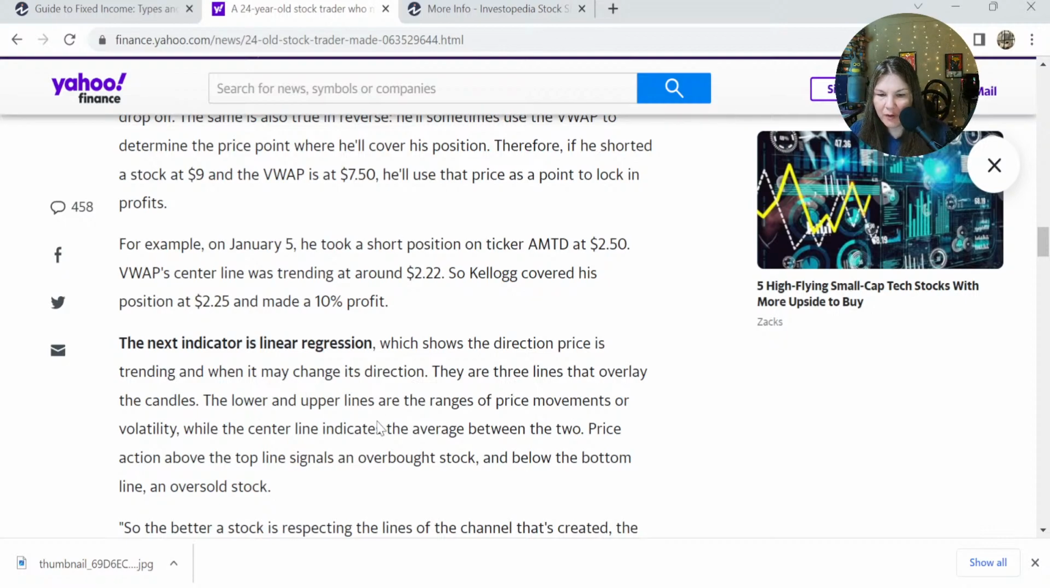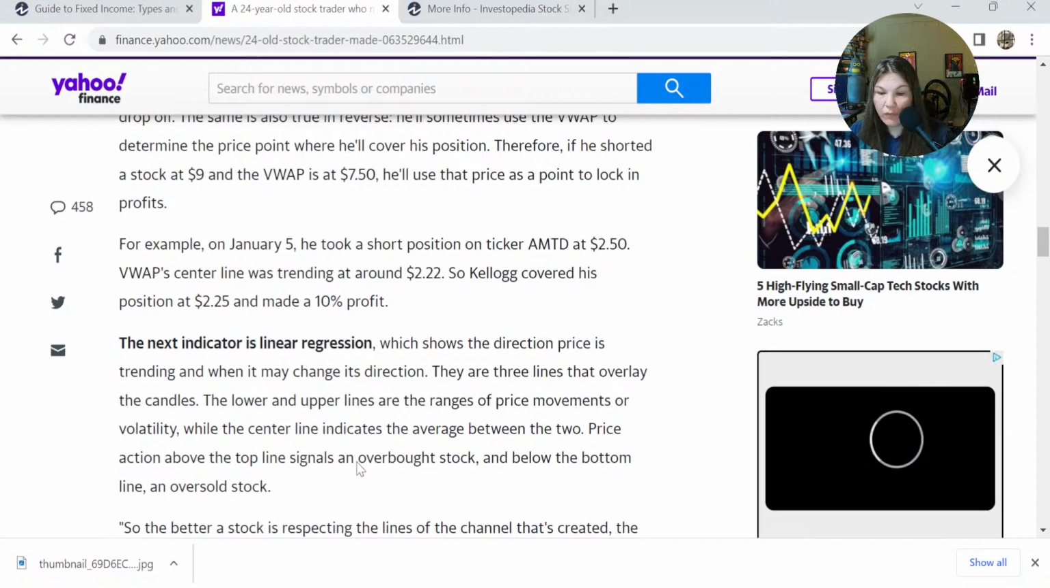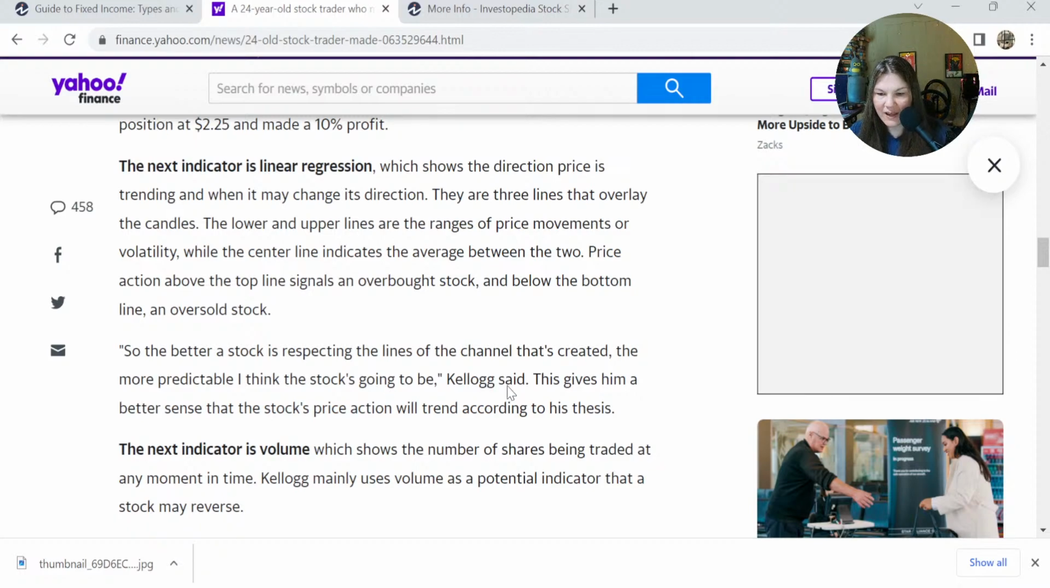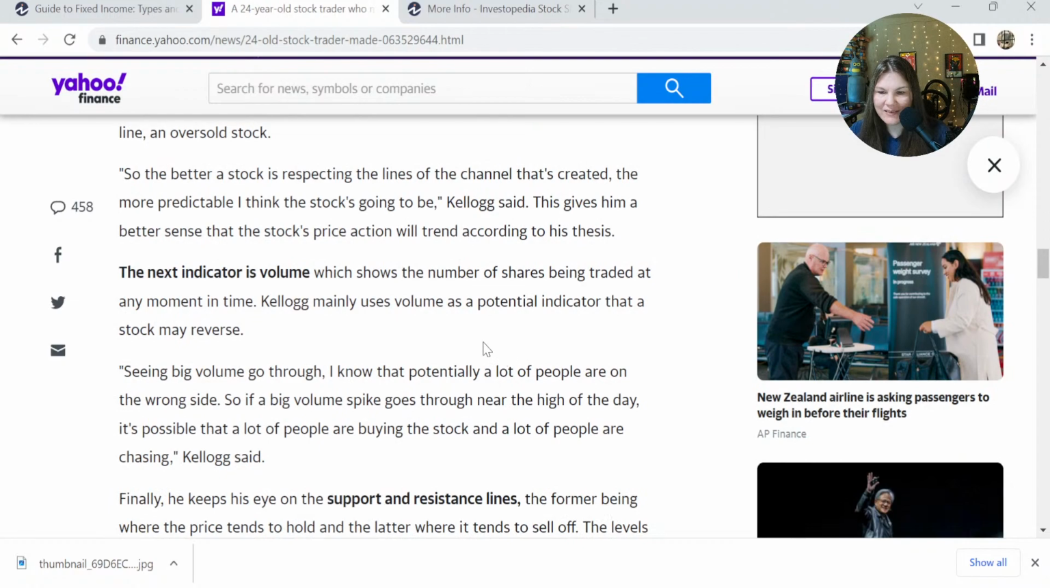The lower and upper lines are the ranges of price movements or volatility, while the center line indicates the average between the two. Price action above the top line signals an overbought stock, and below the line an oversold stock. "So, the better a stock is respecting the lines of the channel that it's created, the more predictable I think the stock's going to be," Kellogg said. This gives him a better sense that the stock's price action will tend according to his thesis.